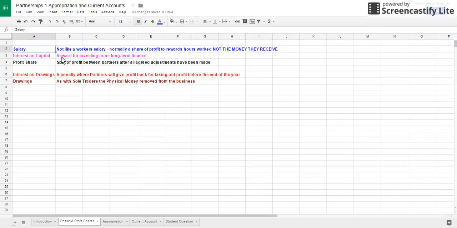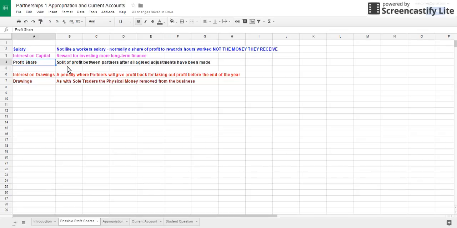Key terms, salary. It's not like a worker's salary, that's a share of profit that's given to a partner, normally for hours worked in the business. It's not money taken out of the business, it's an entitlement to take some money out as drawings in the future. Interest on capital, that's a reward for investing in the business in the long term, so the more money you put in, the bigger the interest on capital that you receive for the profit.